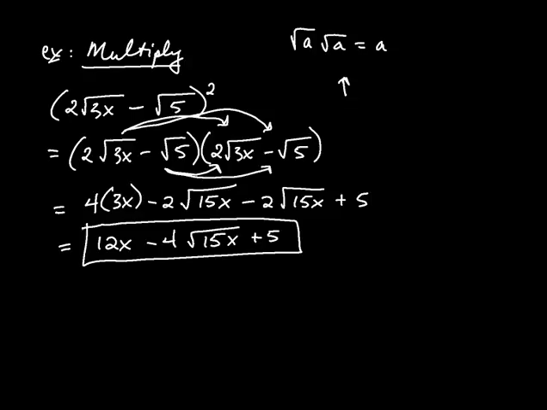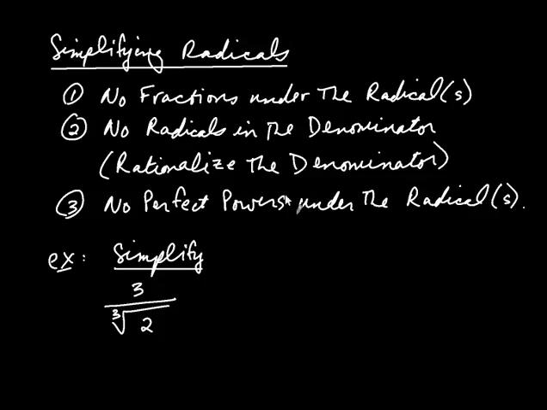Okay, so let's go ahead now and talk more about simplifying radicals. Generally when we simplify radicals, we're going to follow 3 rules in order. First of all, we want no fractions under the radical symbol. For example, under the radical symbol right now, I don't have any fractions. Second, we want no radicals in the denominator. I currently have a radical in the denominator, so we want to get rid of that. When you get rid of radicals in the denominator, that's called rationalizing the denominator. And then once we do that, we want no perfect powers under the radical.